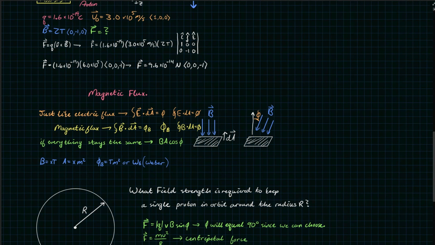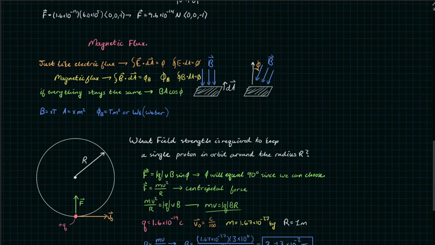And if everything stays consistent, your field is all parallel, your normal vectors are all consistent, then you can skip the integrals. And you can just do the magnitude of B, magnitude of A, and the cosine of phi, which is the angle between the normal vector and the field vector.